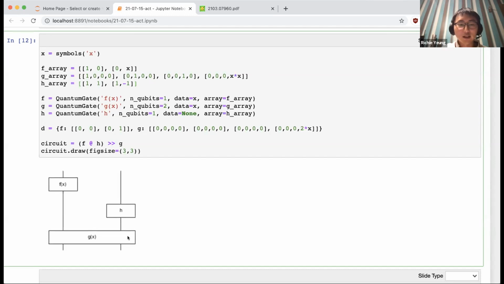Now, like I said, the main topic of this talk is to think about whether there's an algorithmic way of taking this diagram and then differentiating it using the derivatives of the individual boxes.